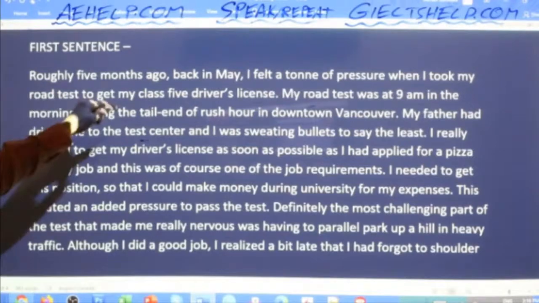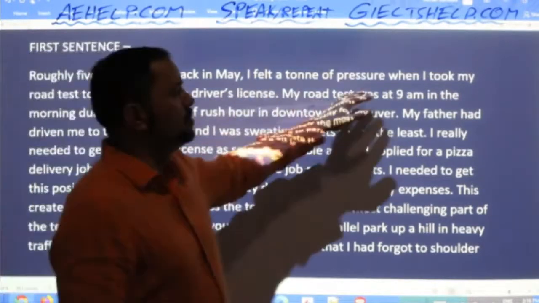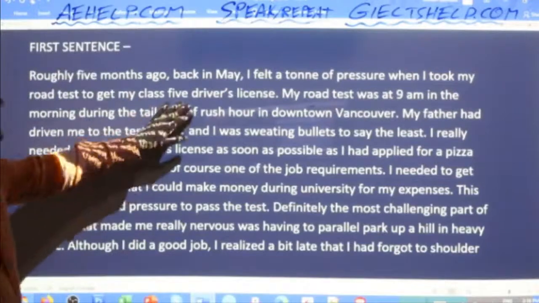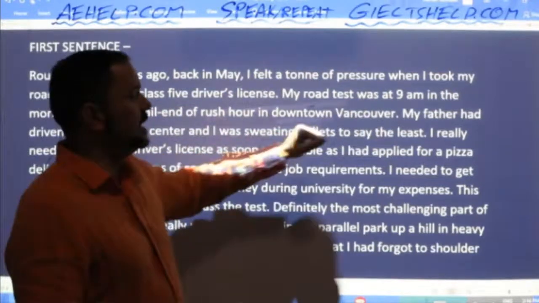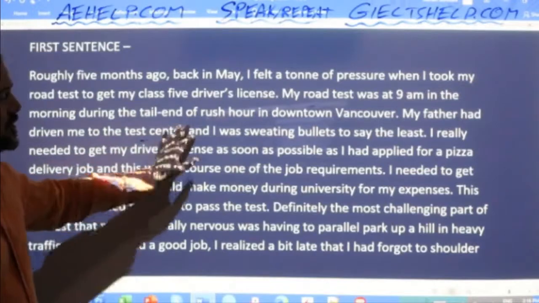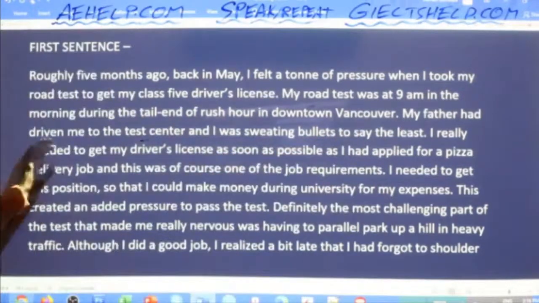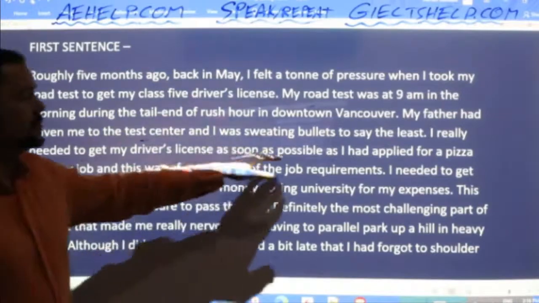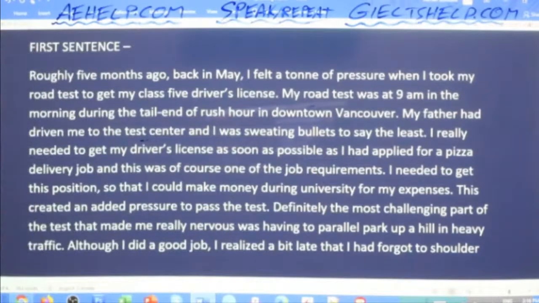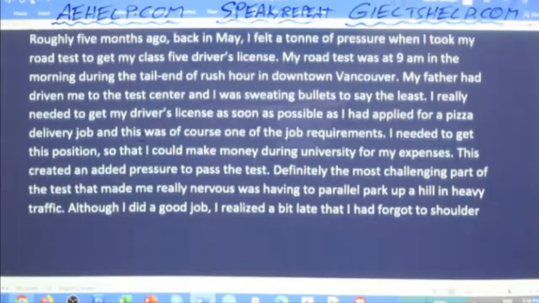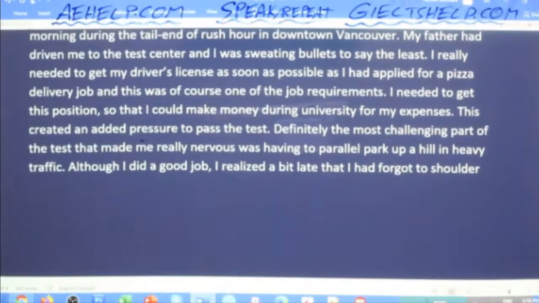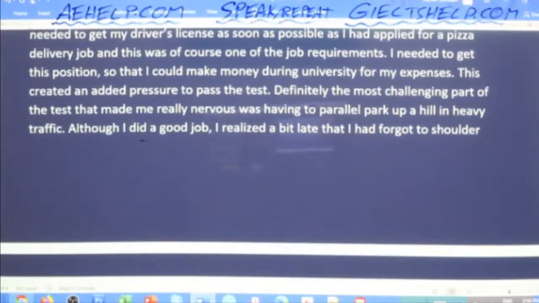So roughly 5 months ago, back in May, I felt a ton of pressure when I took my road test to get my Class 5 driver's license. My road test was at 9 a.m. in the morning during the tail end of rush hour in downtown Vancouver. My father had driven me to the test center and I was sweating bullets, to say the least. I really needed to get my driver's license as soon as possible, as I had applied for a pizza delivery job, and this was, of course, one of the job requirements. I needed this position so that I could make money during my university for my expenses. This created an added pressure to pass the test.